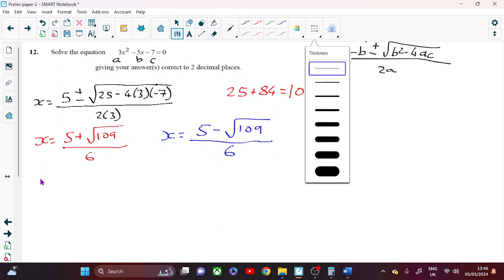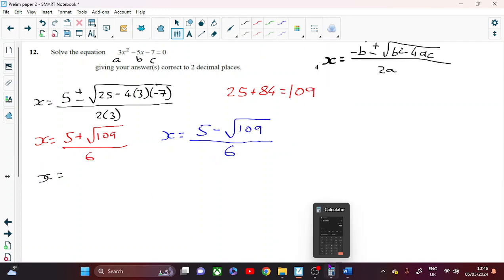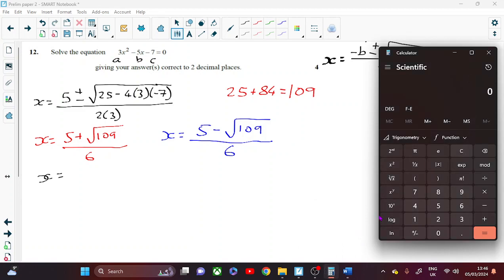We have got x equals, that's a terrible x. So 109 square rooted is that. So I'm going to add 5 and I'm going to divide by 6 and I'm going to get 2.573, and it wants correcting to 2 decimal places. So the 3 means we round down, so 2.57.